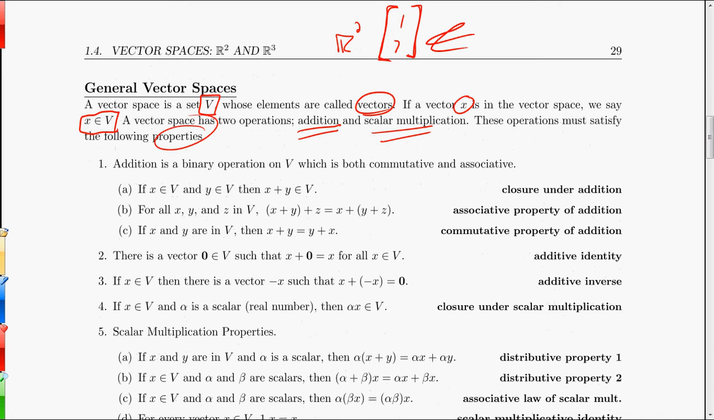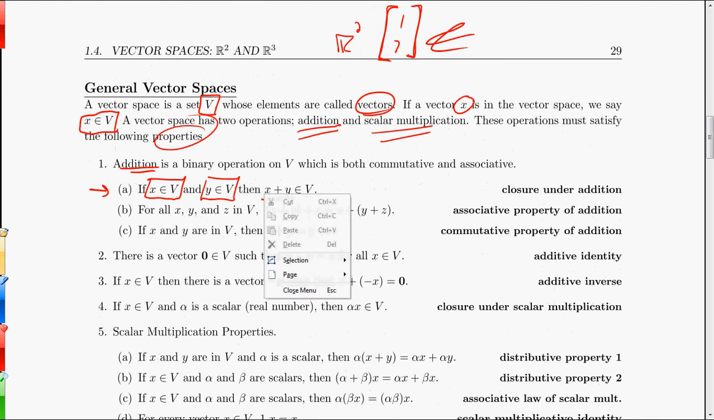We'll go over these properties pretty briefly, but if you think of R2 up here, it should be fairly intuitive. So the first thing we have is addition. It's a binary operation, and for example, if I have one element X in my vector space and one element Y in my vector space, then the element X plus Y defined by my vector addition is also in that space.